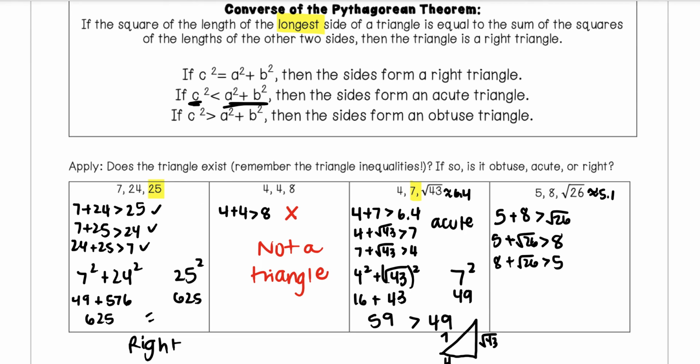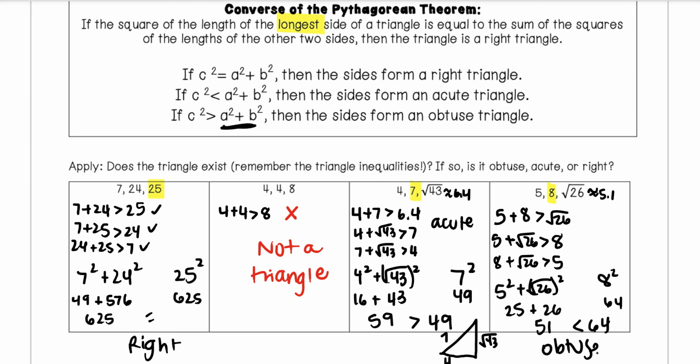The longest side here would be 8, and 5 and square root of 26 would be our shorter two sides. So we're going to take 5 squared plus the square root of 26 squared. And then we're going to see, does that equal, or how does it compare to the longest side squared, which is 8 squared. So 5 squared is 25, the square root of 26 squared is 26, 8 squared is 64. 25 plus 26 is 51. So 51 is less than 64, which means that in this case now, our sum is less than our longest side squared. So that means we have an obtuse triangle.